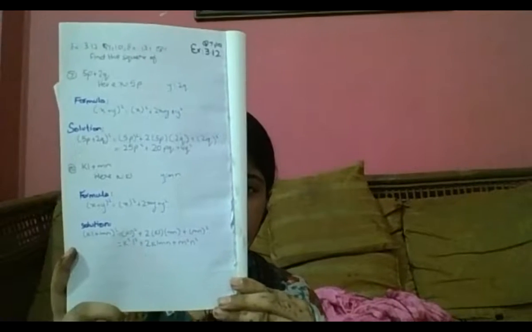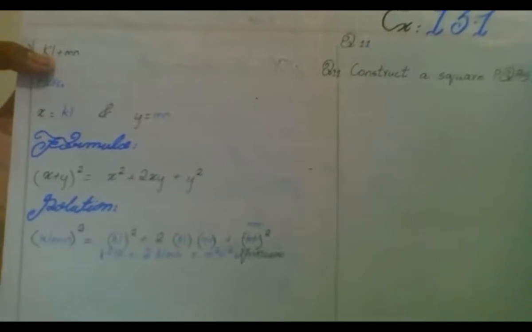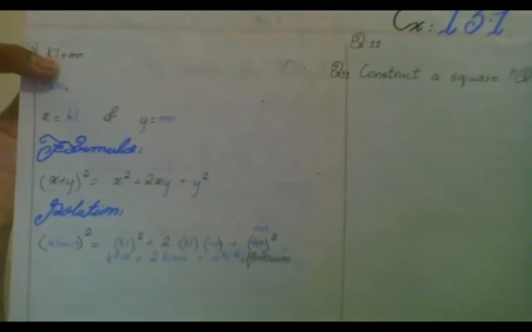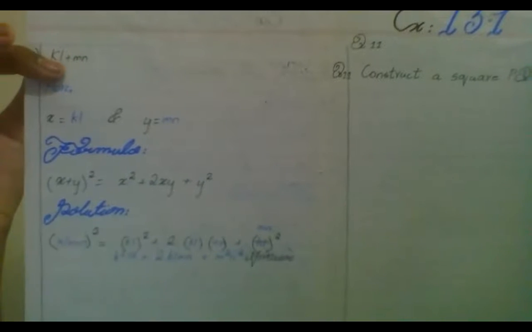Now the next copy is of Sheroz. Sheroz, show me the second question. Here x is equal to kl and y is equal to mn. A little bit upward. Okay, now I can see. Here I get k square l square plus 2klmn plus m square n square. Very good. Very properly done, Sheroz, Ramla.